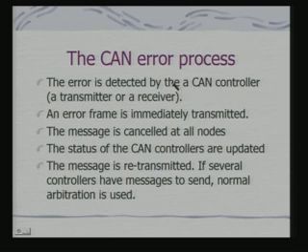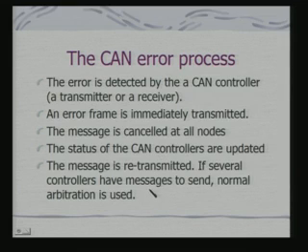So, what is the error process? An error is detected by the CAN controller, which can function as a transmitter or as a receiver. Whenever it detects an error, an error frame is immediately transmitted, and the message is cancelled at all nodes, any message which is being transmitted, and status is updated, and then the message is retransmitted. If several controllers have messages to send, normal arbitration is used.